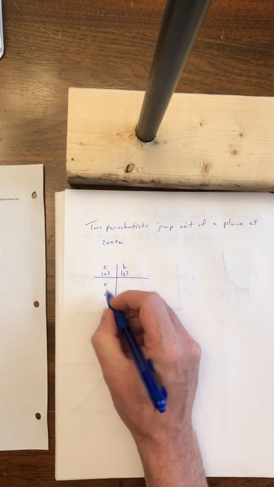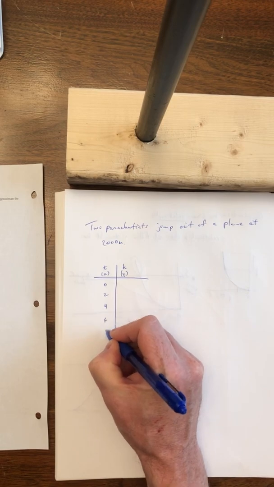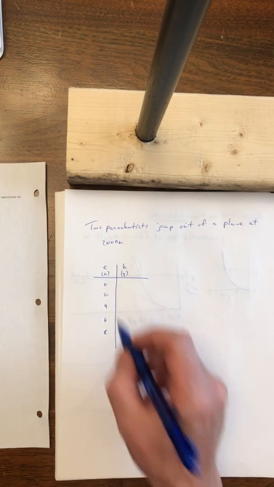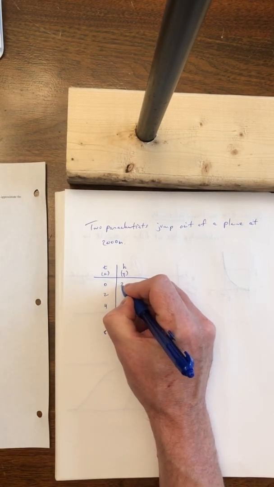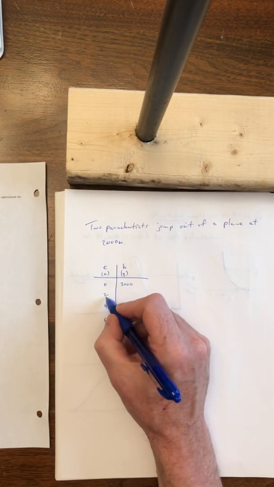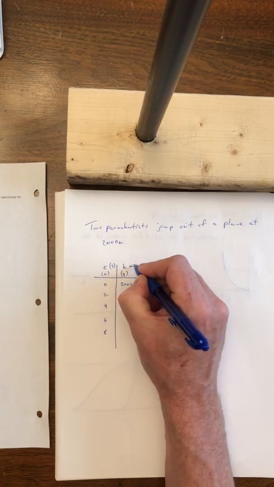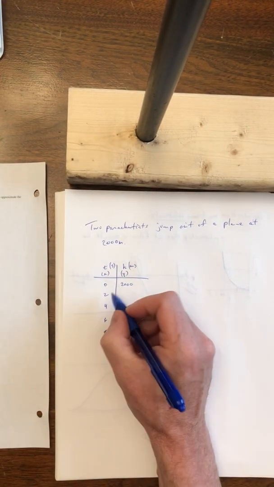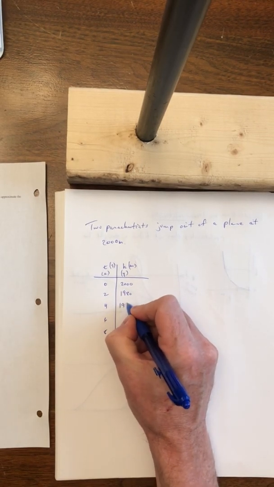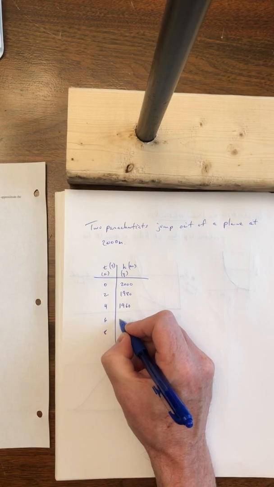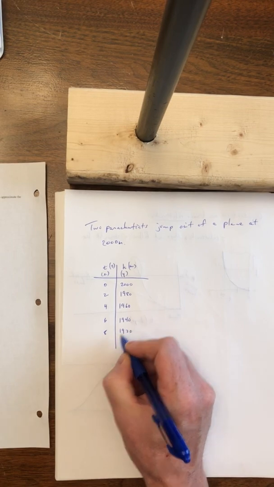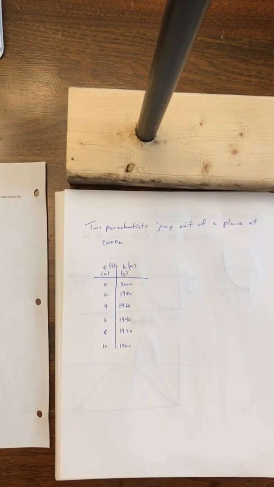So at 0 seconds, 2 seconds, 4 seconds, 6 seconds, and 8 seconds, we are going to take measurements of the height this parachutist is at. So when the first parachutist is ready to jump out at 0 seconds, they are 2,000 meters in the sky. So this is time in seconds, this is height in meters. After 2 seconds, they are at 1980, 1960, 1940, 1920, and after 10 seconds at 1900.